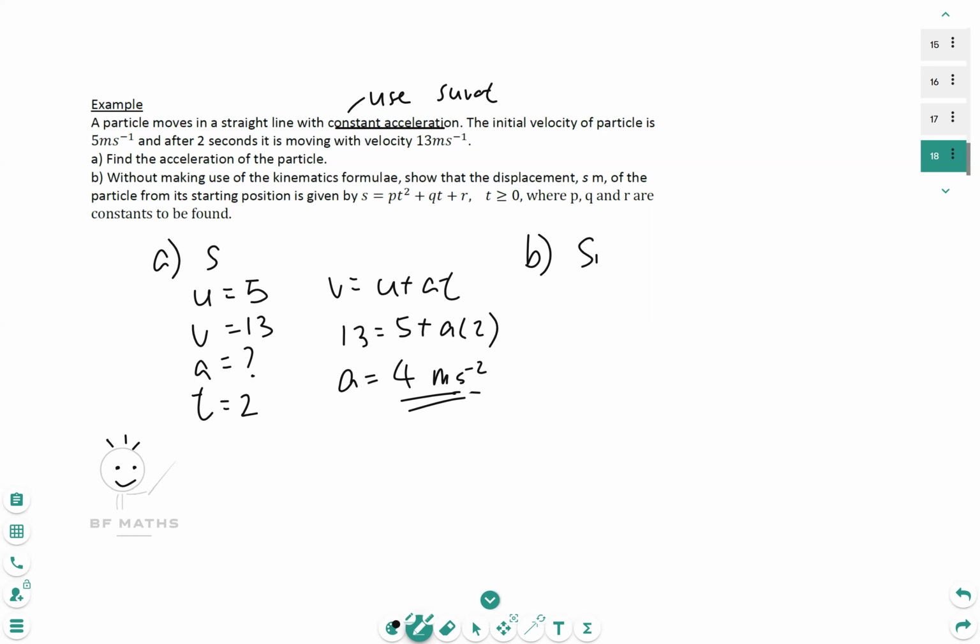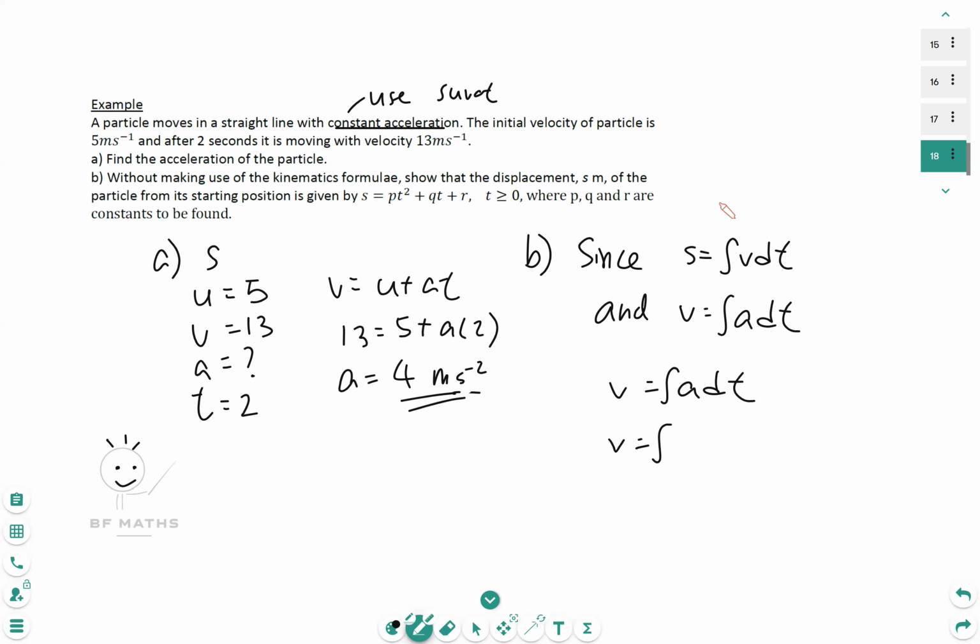So now, how do we start the question? You might be thinking, just like the previous one, since s equals integral v dt, let's start from there. But we don't know what v is. Since s equals integral v dt and v equals integral of a dt, we start from v equals integral of a dt, where a is a constant. So integrating a gives at plus c.